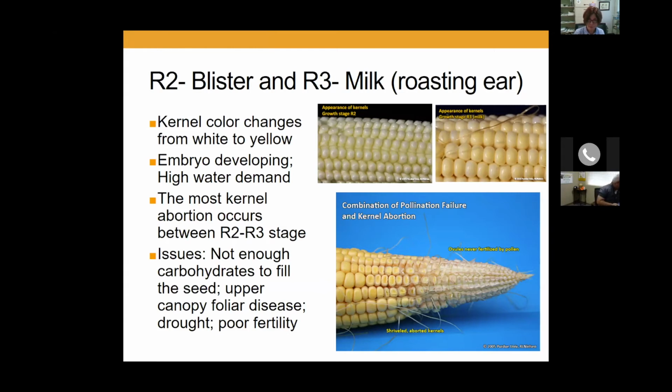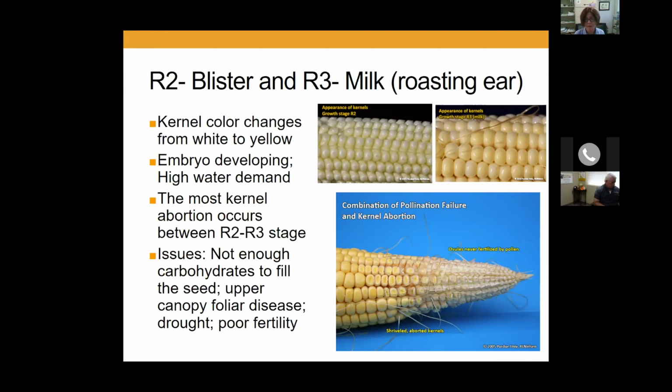So after pollination, whatever has pollinated, the corn plant is going to look at its reserves. How much water do I have? Are my leaves healthy? Is everything going great? Well, if it is, it's going to try to fill all those kernels out. But if it isn't, it'll start throwing those kernels off. So we have kernel abortion. The most kernel abortion occurs at this blister to milk stage.